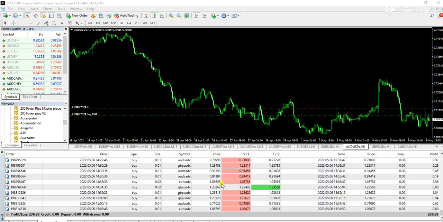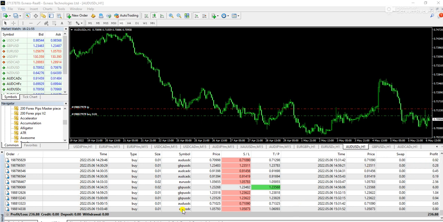So guys, basically this robot works on a hedge and martingale basis, and it's been running for a couple of months on our accounts and going very fine. With the low risk management, it's going very fine. So it's your choice to use it on a cent account or on a dollar account.